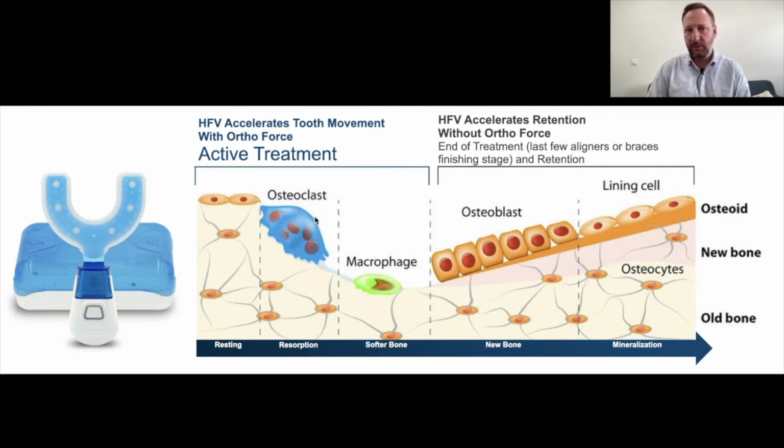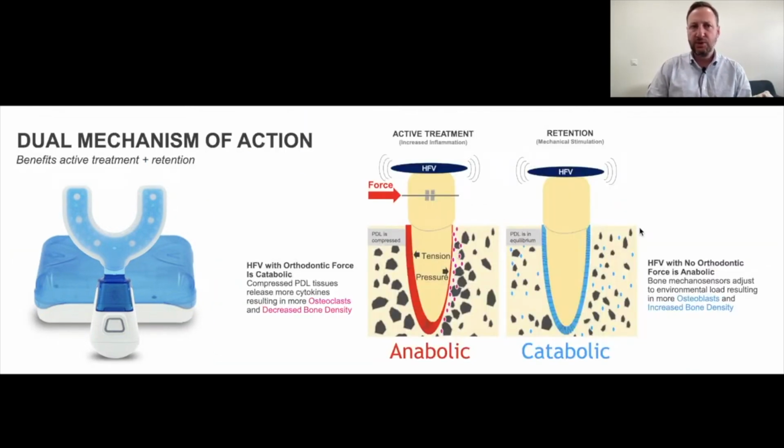Okay, and it is also interesting to be used in the retention phase when we don't have more orthodontic force, because here what we're going to do is keep stimulating these inflammatory cells, and during this phase when we are not stimulating more with appliances, we are going to stimulate a better density in the bone, a better quality in the bone. So we can speed up the process of formation and resorption during ortho, and we can speed up the density and formation of bone, improving the retention phase. Okay, so we have this dual mechanism.